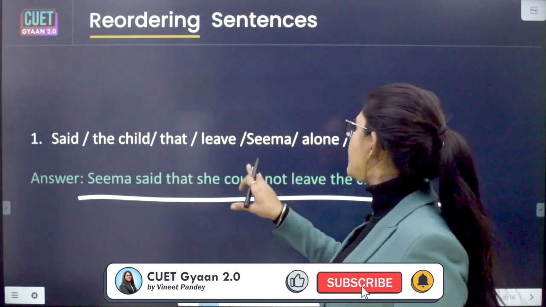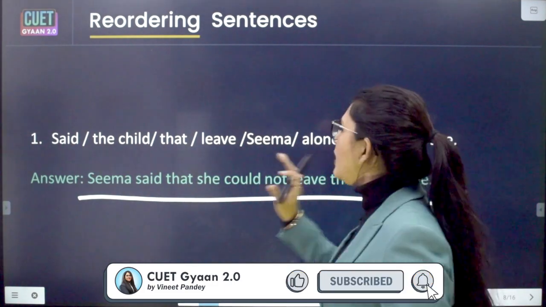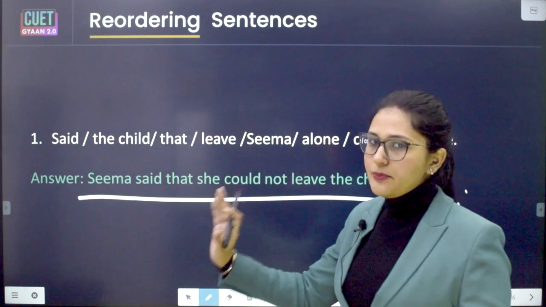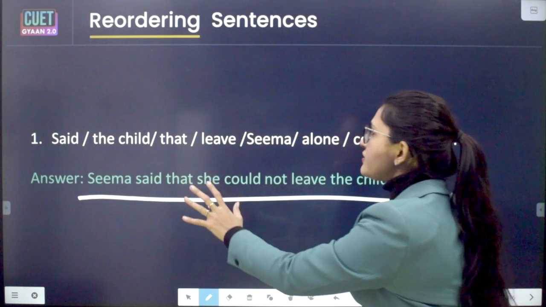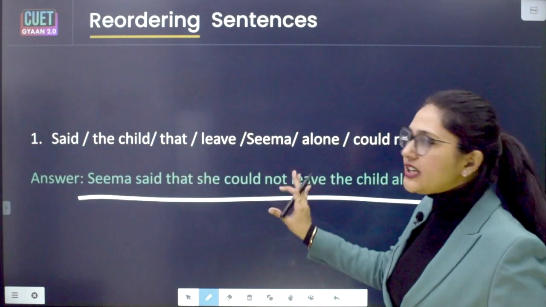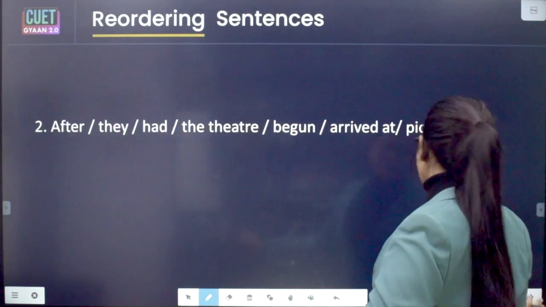Seema said that she could not leave the children or leave the child alone. It's a simple sentence, right? It's quite simple. You are supposed to read it and then arrange it, of course.